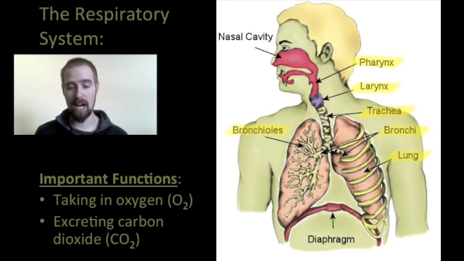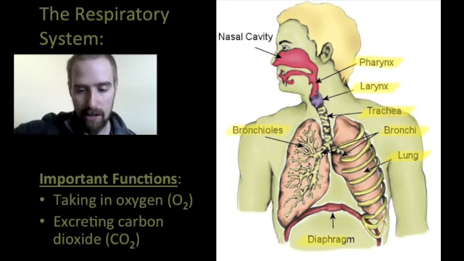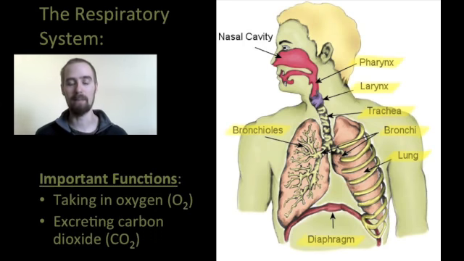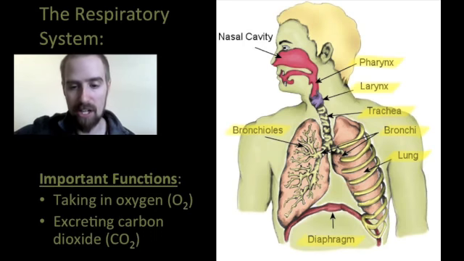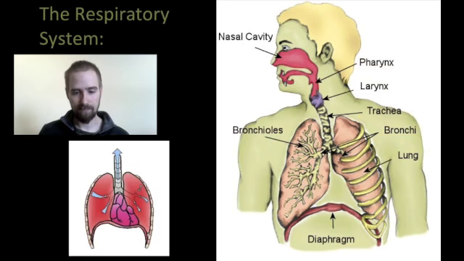Now also on this diagram we see this important structure down here at the bottom called the diaphragm. And the diaphragm is a wall of muscle that not only helps us to breathe, but it also separates our thoracic cavity, all the stuff behind our rib cage, from our abdominal cavity, or all the stuff below our rib cage. And here's how the diaphragm works.